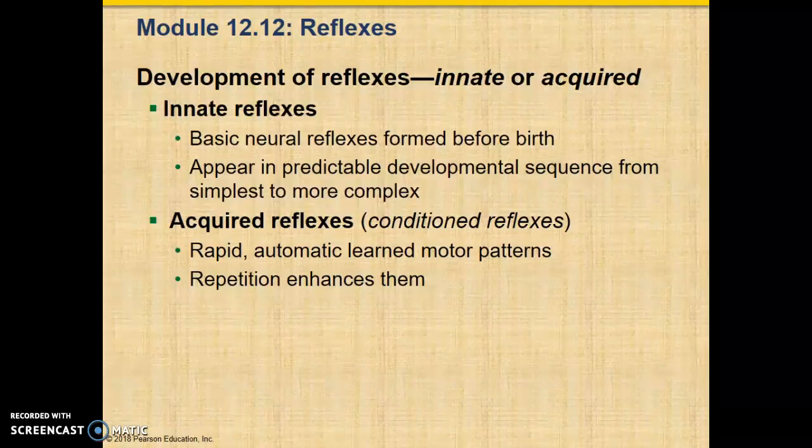Acquired reflexes are called conditioned reflexes. An example of this would be salivating of Pavlov's dogs once they've learned to associate food with the sound of the bell.